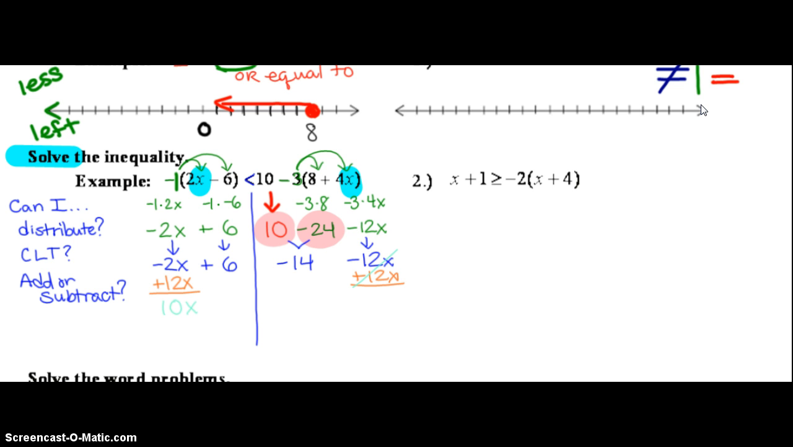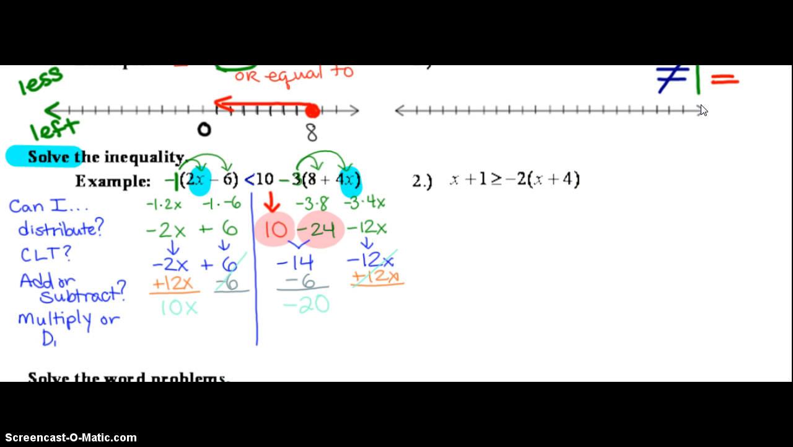Now something has to move. Is it the 6 or the negative 14? Notice I chose the negative 6 because it's the opposite of positive 6. I have to subtract 6 from the other side. Negative 14 and negative 6 make negative 20 altogether. Same sign, take the sum.